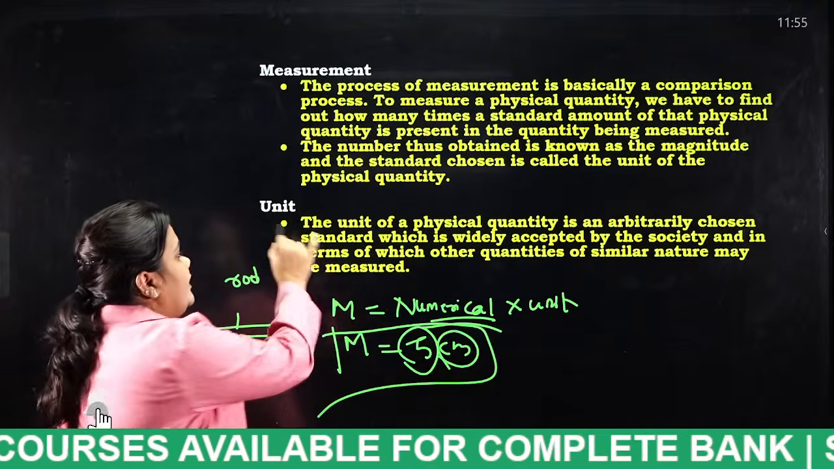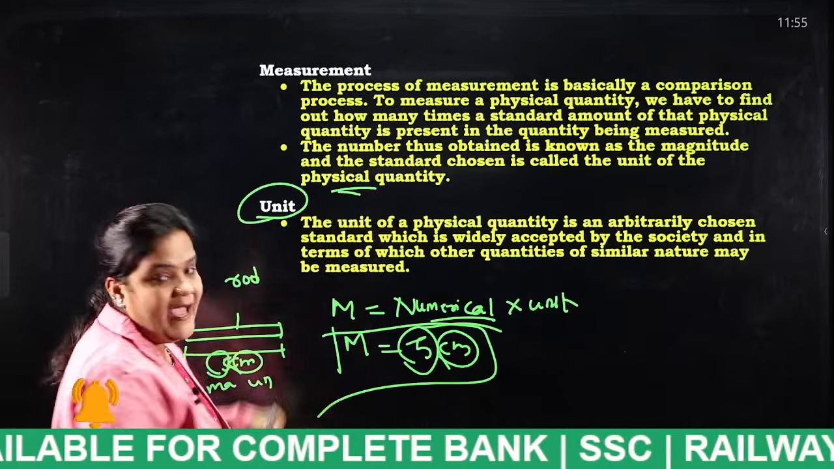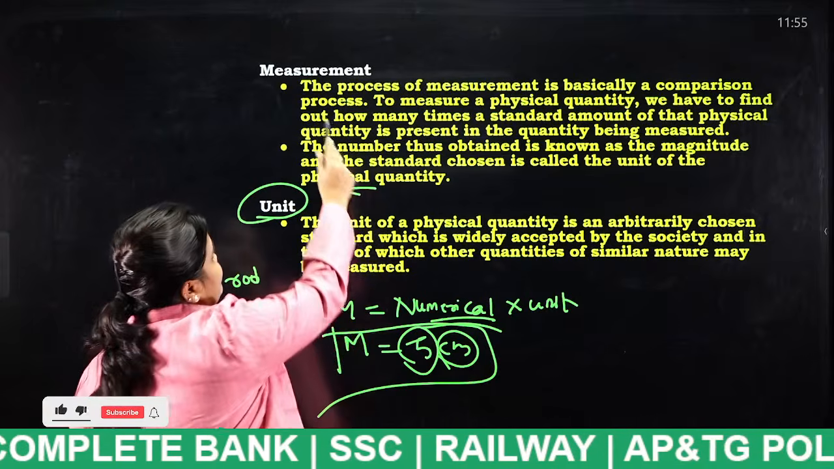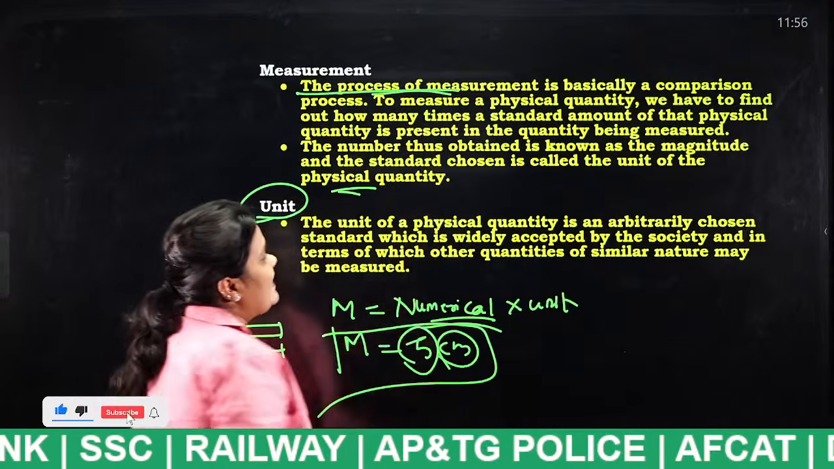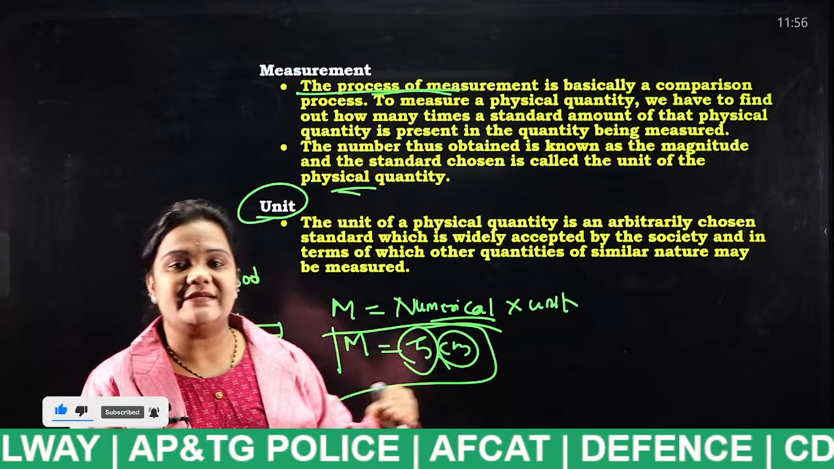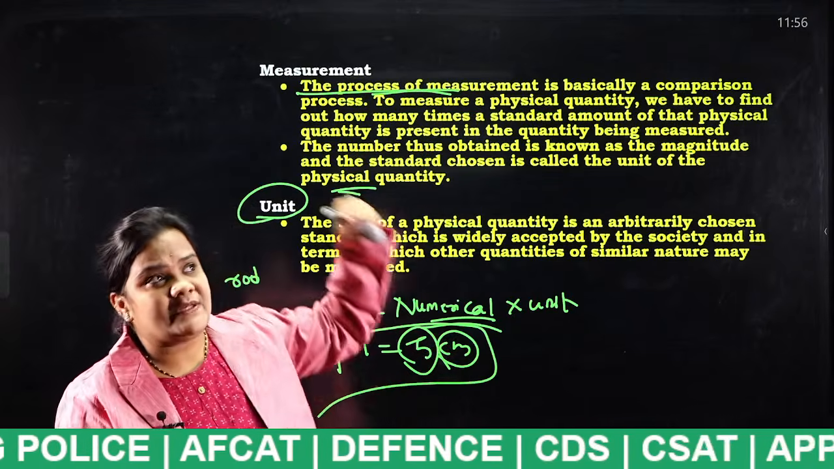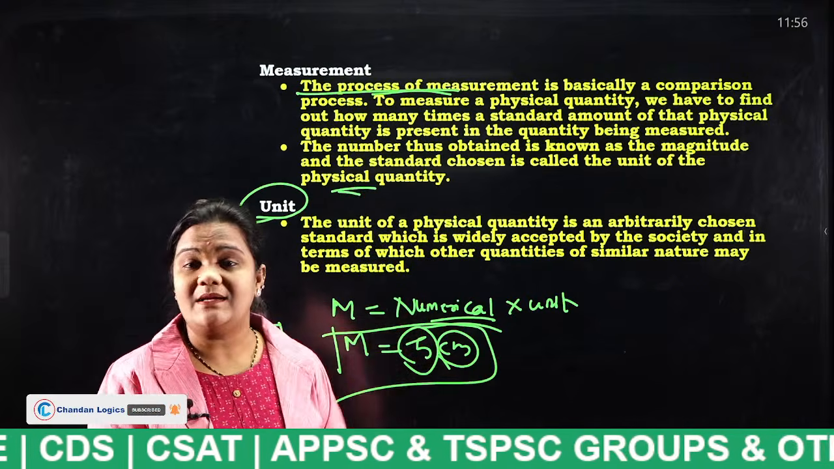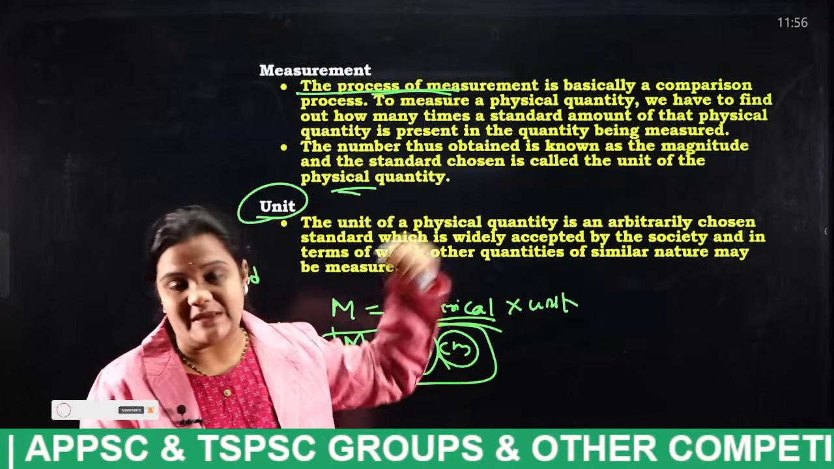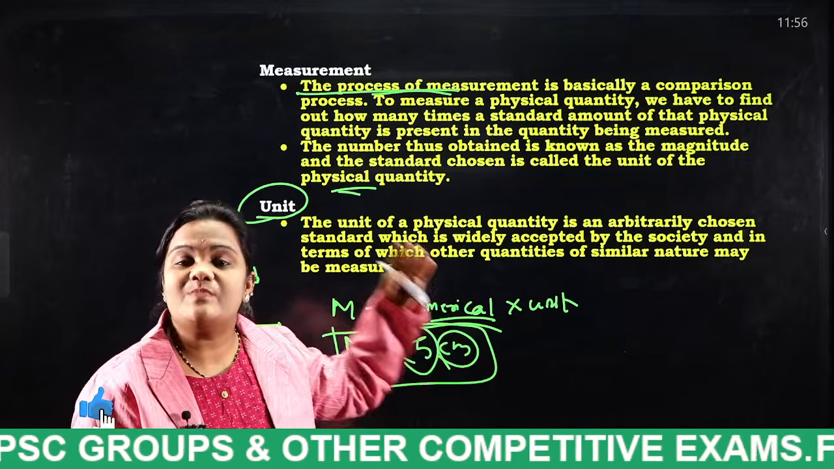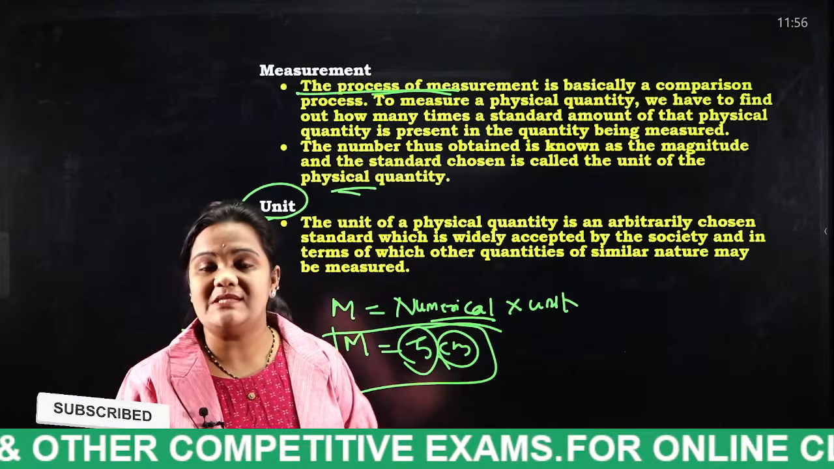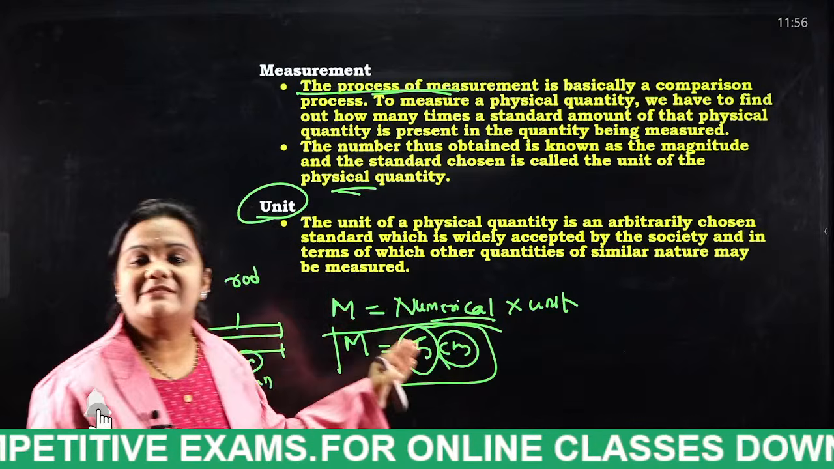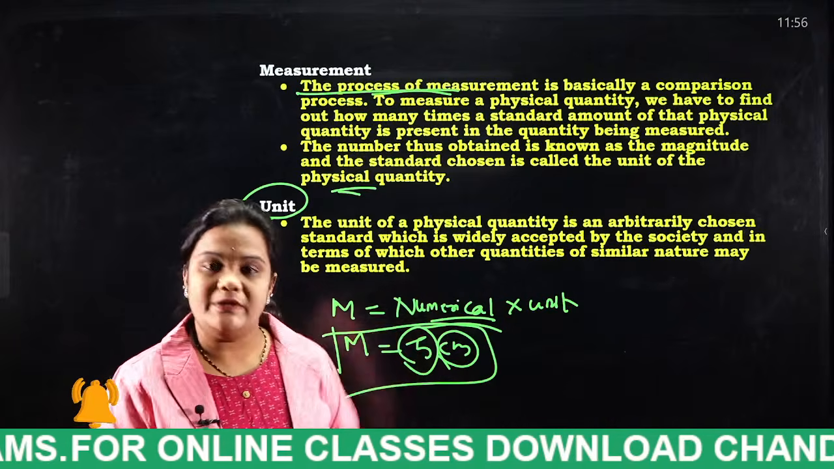Now, unit. This is what they have given in this definition. The process of measurement is basically a comparison process. As I told just now, a person is taller than me and I am shorter than him. How can you say that? By measuring my height and that person's height. That is nothing but measurement being a comparison process. In simple terms, measurement is equal to numerical value into unit.